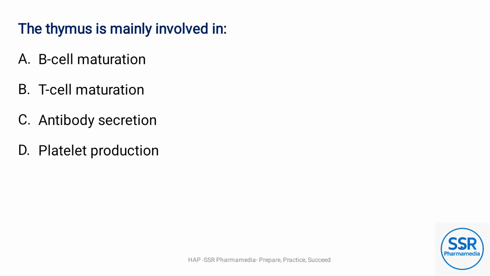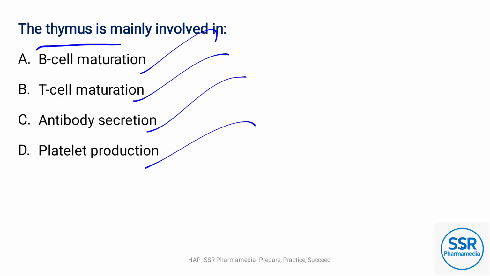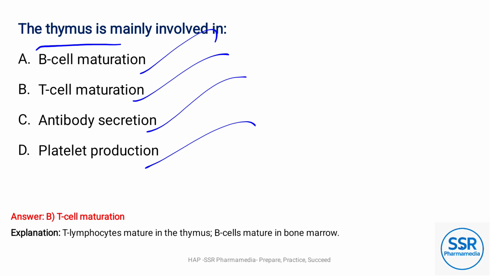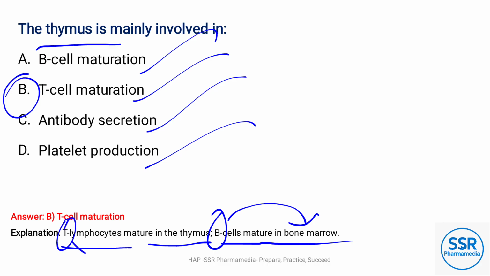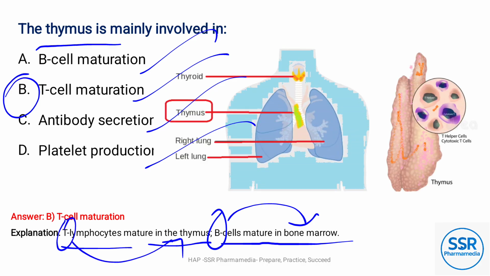So next, the thymus is mainly involved in option A, B cell maturation, option B, T cell maturation, option C, antibody secretion, option D, platelet production. So the answer is option B, T cell maturation. T lymphocytes mature in the thymus and B cells mature in bone marrow. So B cells in the bone marrow, T cells in the thymus. The thymus is present between the lungs.